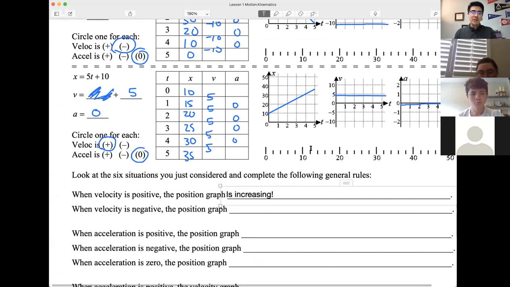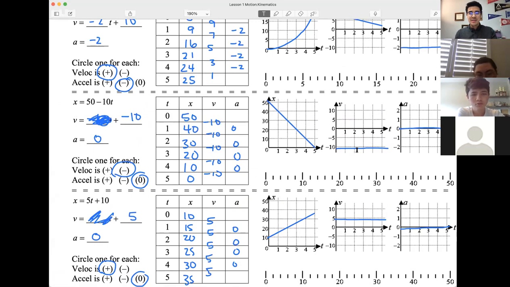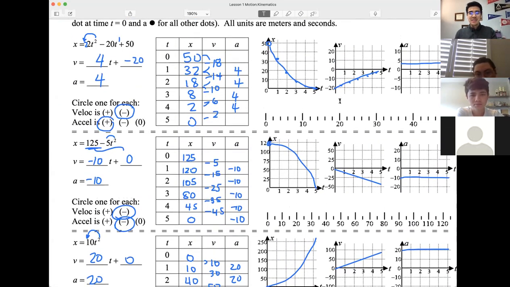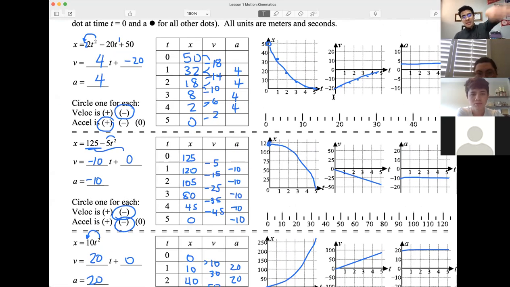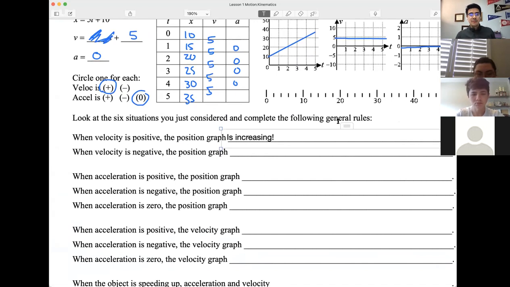So then what does that mean? Well, if it's negative, I think it should make sense what the opposite is, right? When it's negative here, and when it's negative here, they're always decreasing. So that should be pretty straightforward when the position graph is decreasing. Maybe I'll have to use my pen. Okay, now the next one, when the acceleration is positive, what's happening to the position graph?